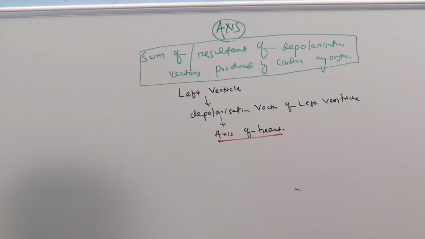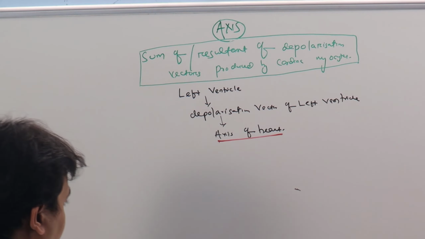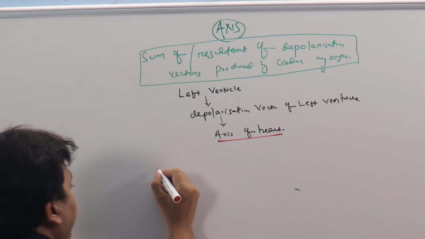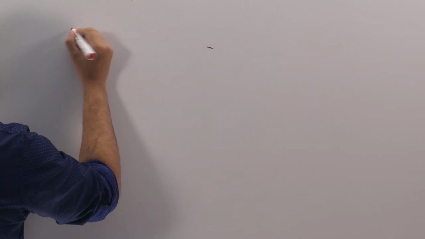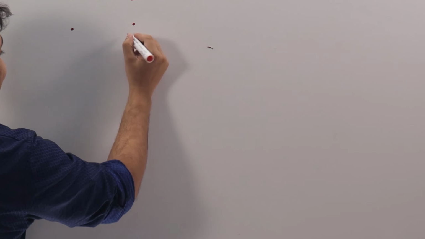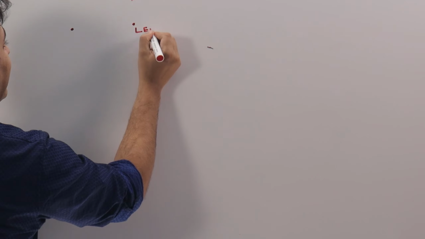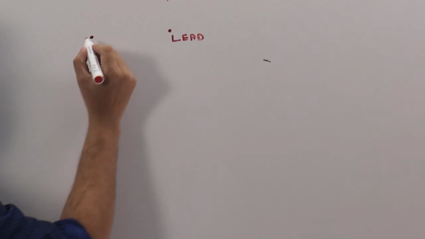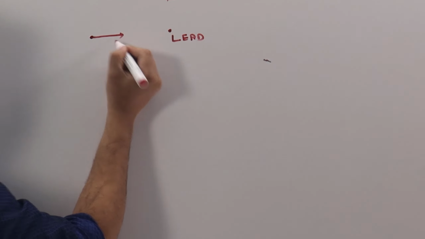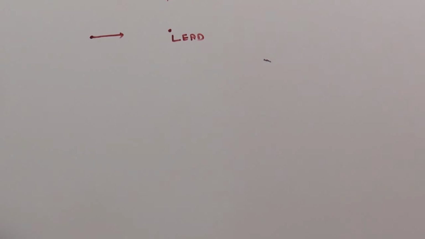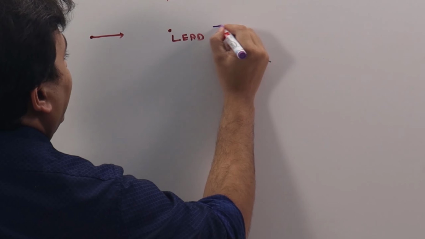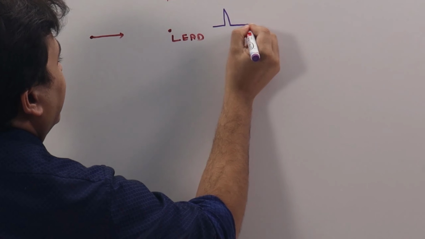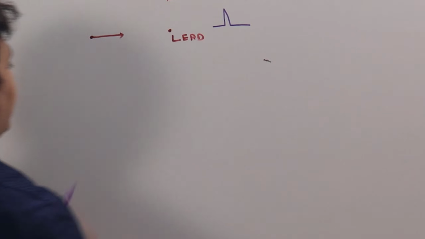Now, before deciding what the axis of the heart is, we first have to discuss some physics, right? Say this is point one, and at the second point the ECG lead is there. From this point, an electric signal is going towards that point. So what will happen to the lead? That lead will show a positive deflection. Okay, it is coming towards it.